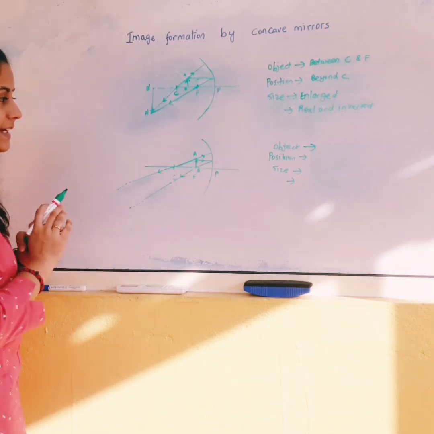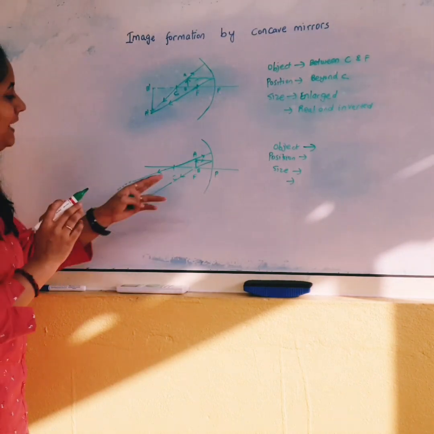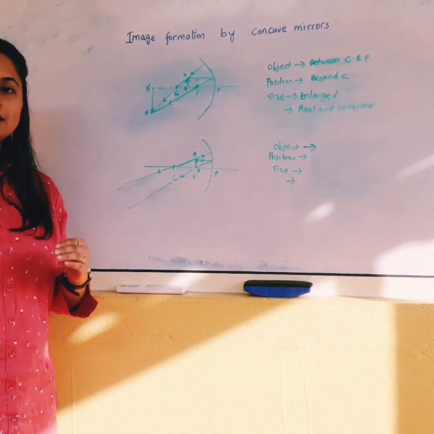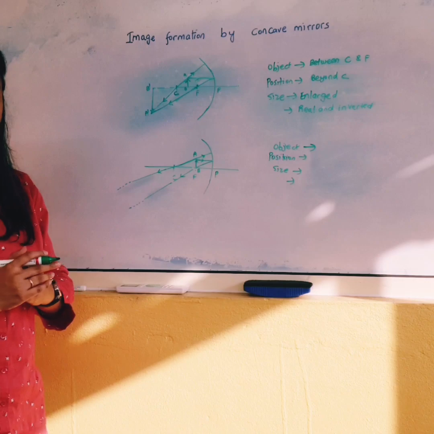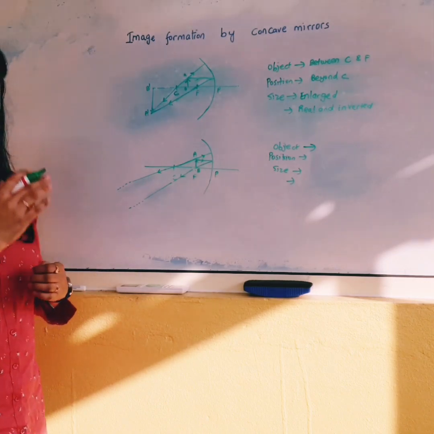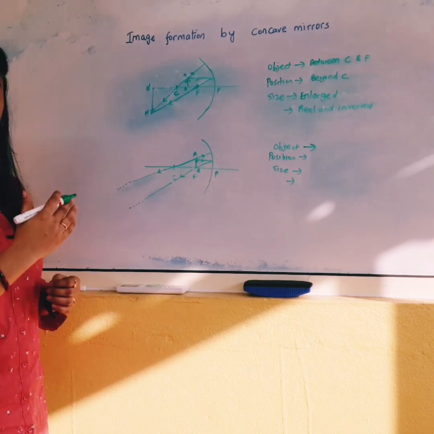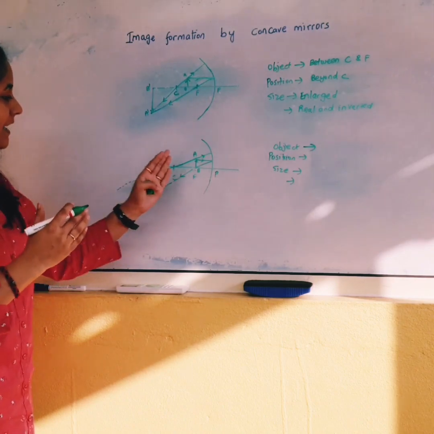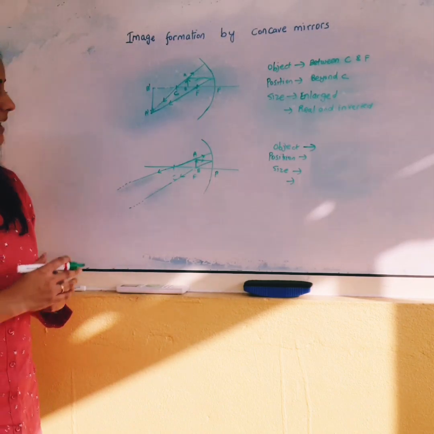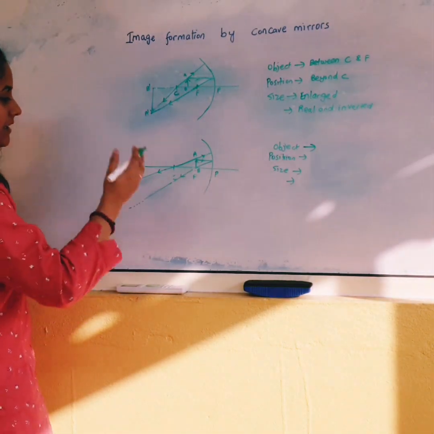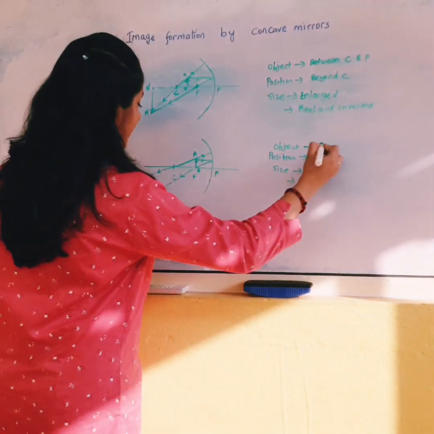Now the next case, in this case the object is located at F, and this is the same as the first one that you studied where the object was locating at infinity and where the image was formed at F. Okay, now here it is just the opposite. Object is kept at F.